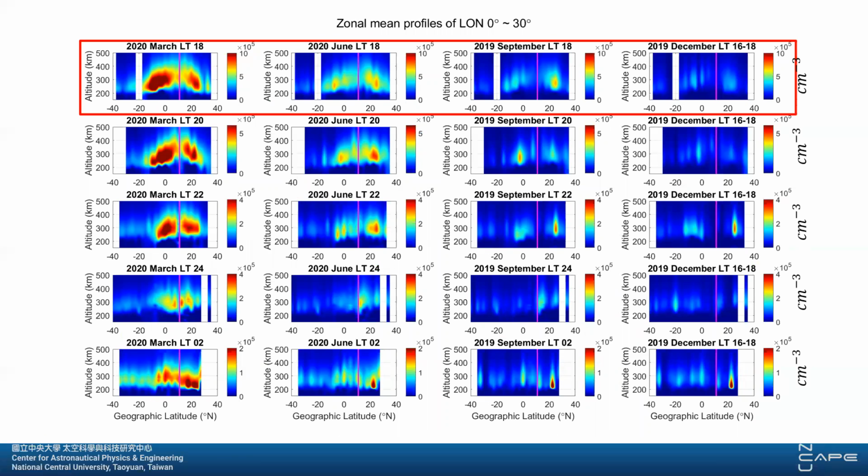This is the zonal mean profiles of longitude between 0 degree and 30 degree. The x-axis is the geographic latitude and the y-axis is the altitude in kilometers. The pink straight line indicates the magnetic equator. We can see very obvious symmetric EIA, the equatorial ionospheric anomaly. And in the southern hemisphere, the EIA is more obvious than the northern hemisphere.